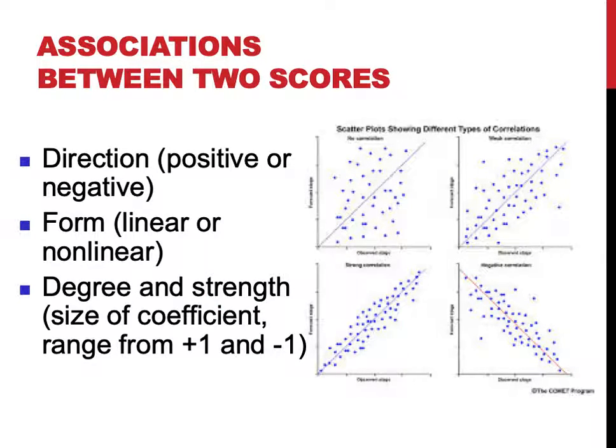When we're looking at correlations, we are looking at the relationships or associations between two scores. When we're looking at this relationship or association, there are three things that we can consider. The first is direction. Is it positive or negative? The second is the form. Is it linear or nonlinear? And the third is degree and strength. This has to do with the size of the coefficient between +1 and -1. We're going to look at this a little bit more closely in a second.